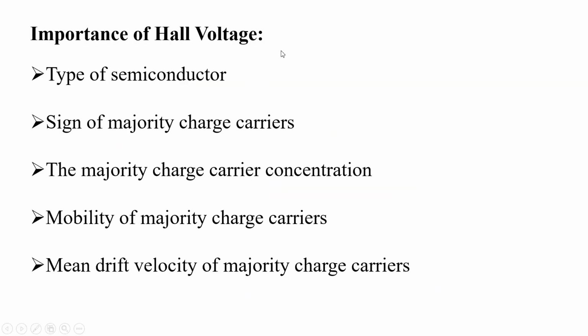This Hall effect experiment has a lot of importance. We can find the different types of semiconductor. It means whether a semiconductor is P type or N type, which we can find by finding the sign of the majority charge carriers. Also, we can find the carrier concentration, as we are just seeing in the lab. Then also we can find the mobility of the charge carriers and the drift velocity of these majority charge carriers. So these various electrical properties we can find by doing this Hall effect experiment.